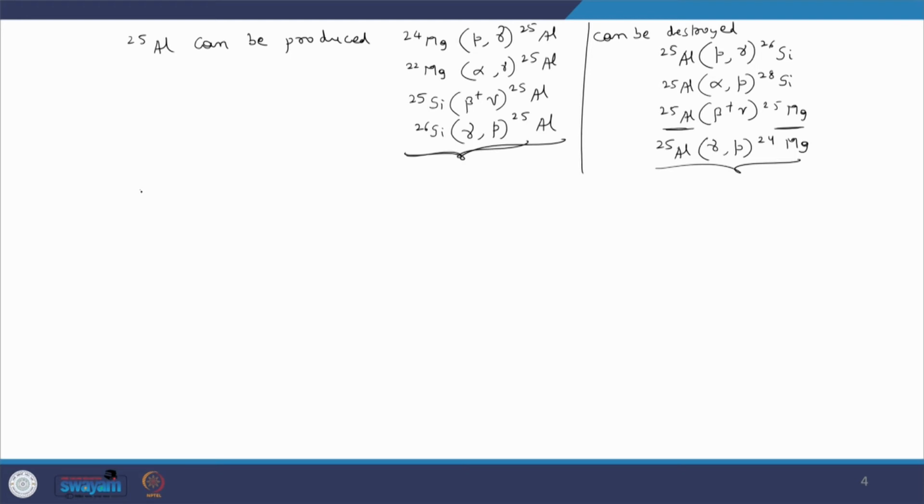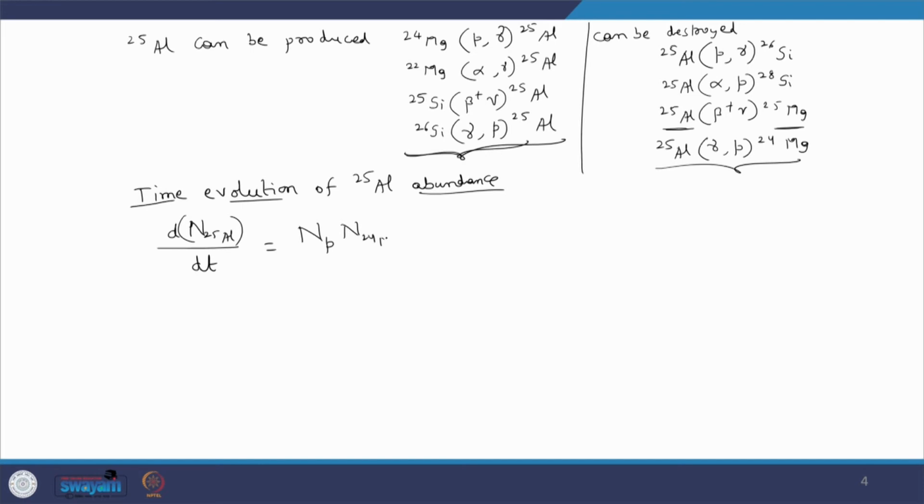So, the time evolution of 25Al abundance is described by the expression d by dt of the number density of aluminum 25. This is called the time evolution of the abundance of aluminum 25. Now, let me write down the number density of protons and the number density of magnesium 24, sigma V.